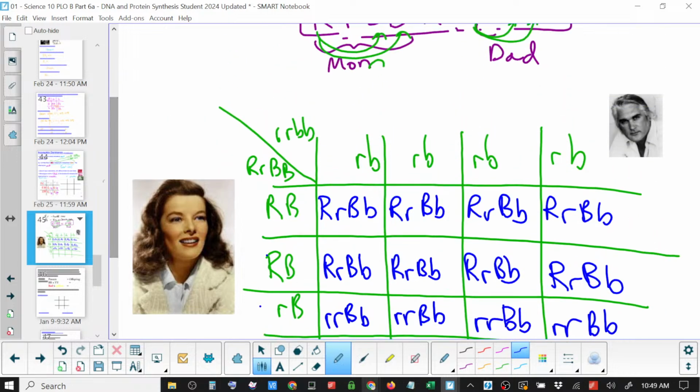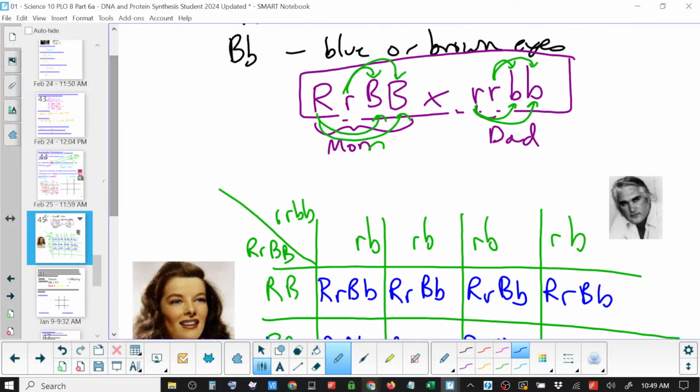Yes, I can explain. So, this is Dad. The only thing Dad has is little r. He's got two of them, and little b. So that r goes with that b. There. That r goes with that b. There. That r goes with that b. There. So they're all the same.